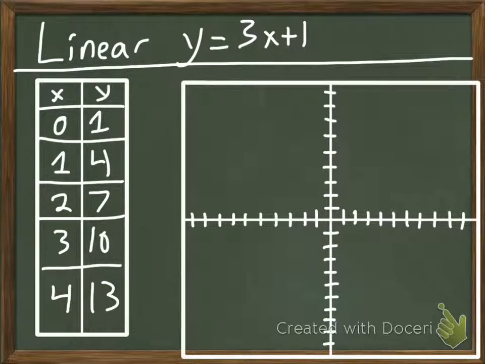So we're going to go to 0, 1, 1, 4, 2, 7, 3, 10, and it looks like I'm not going to be able to go any higher than that. I didn't give myself enough room, so I'm going to go ahead and draw the line through there.